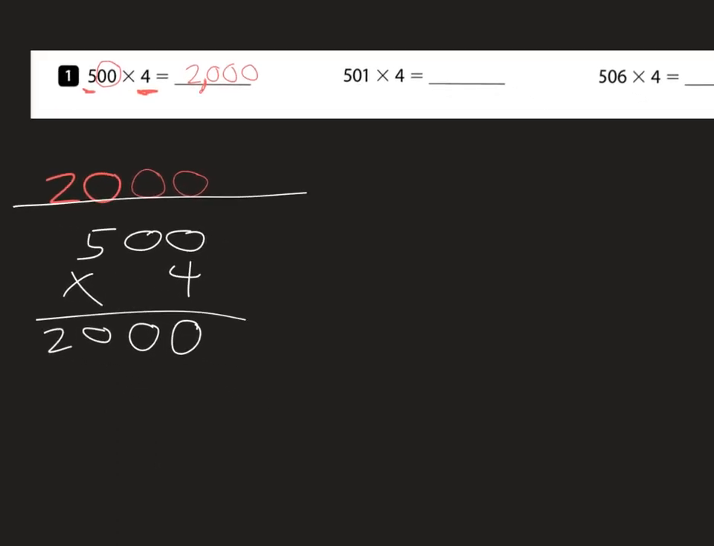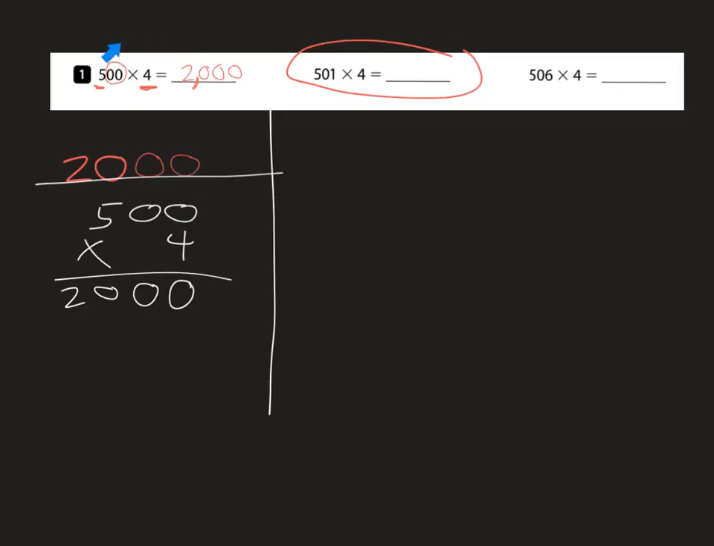All right. So our next problem, we have 501 times 4. If you look back at this one, 500 times 4 is 2,000. This time we have 501, which is 1 more than 500. So 501 times 4 is simply going to be adding 1 more 4 to 2,000. So our product would be 2,004.